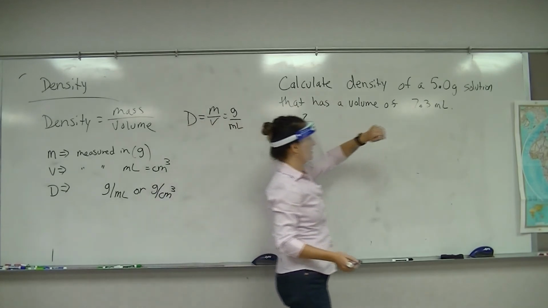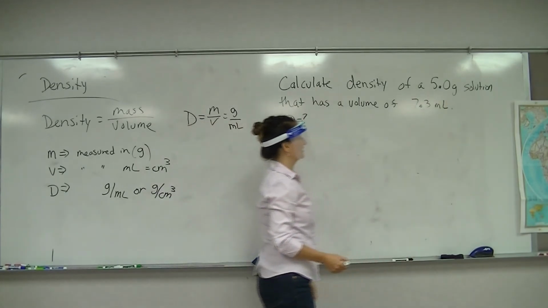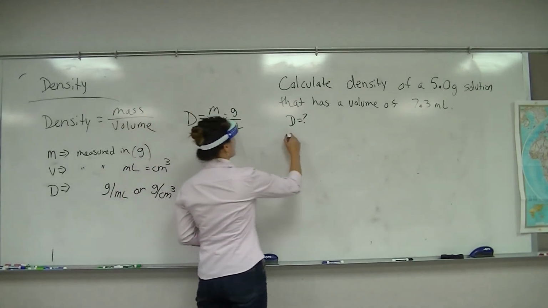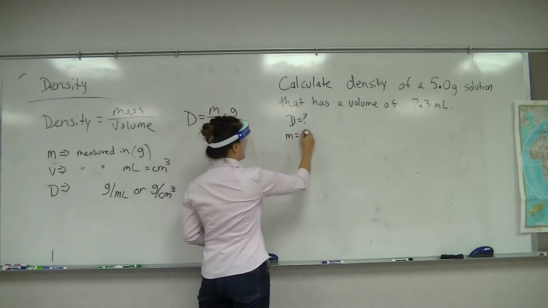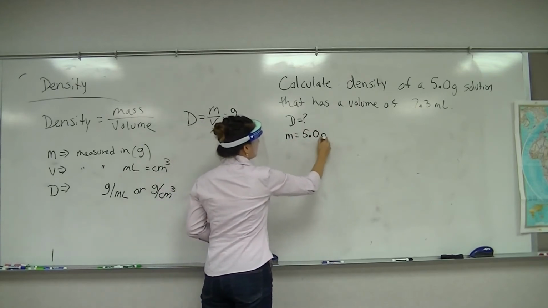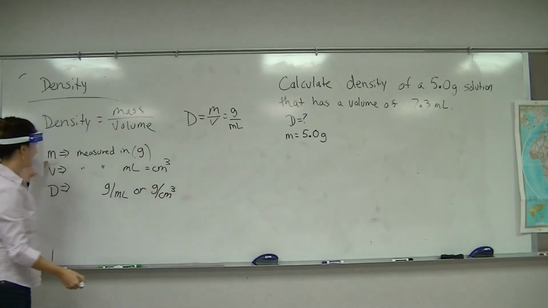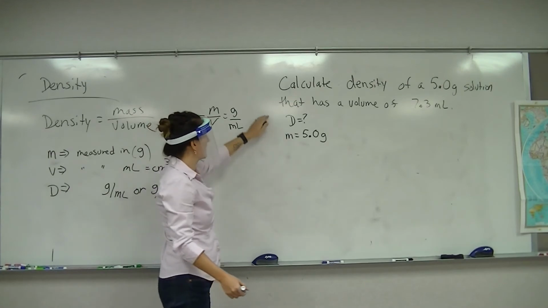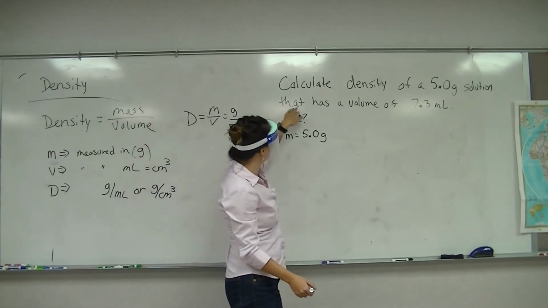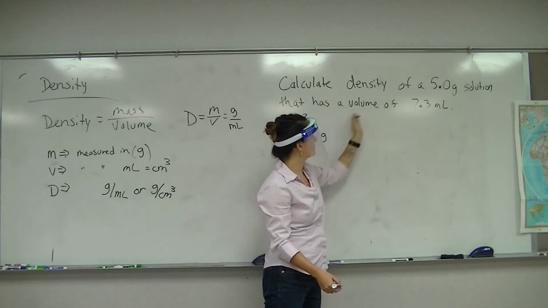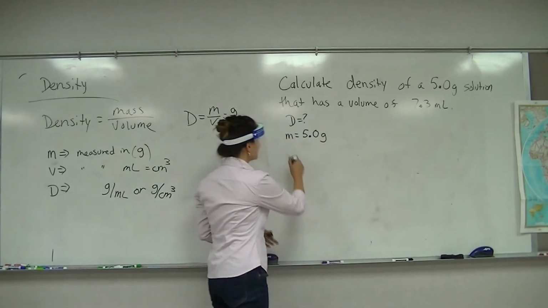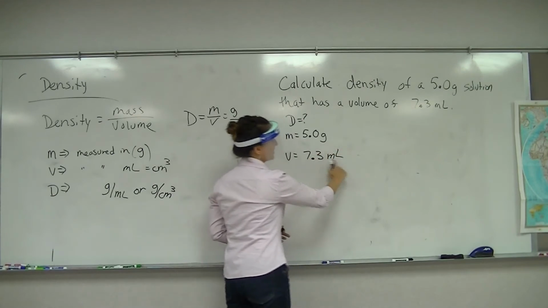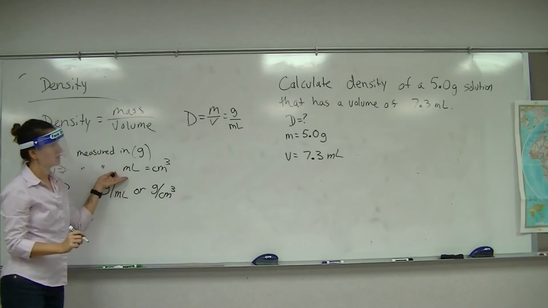So what I need to figure out next is this 5 grams. What is that? Is that density, mass, or volume? Mass. It doesn't explicitly tell you it's mass, but how do you know? Grams, the units. We just said mass is measured in grams, so if I see a gram amount, I'm going to say that's a mass. Next, it says solution that has a volume of, so it's telling us that this is the volume. But if it didn't tell you specifically, you could figure that out based off of the units, because it's milliliters.